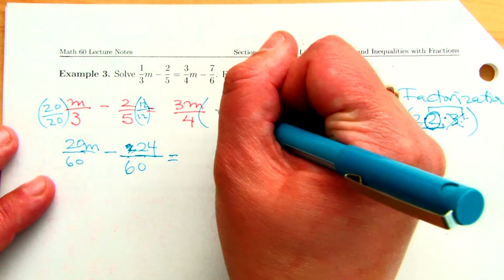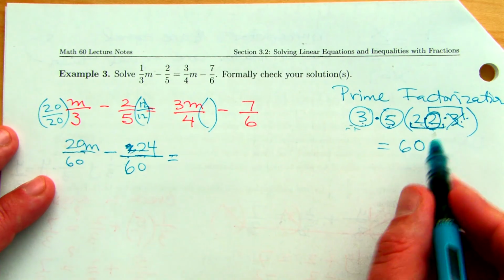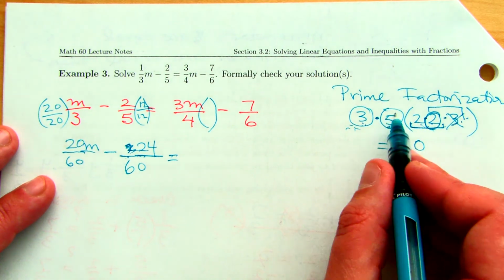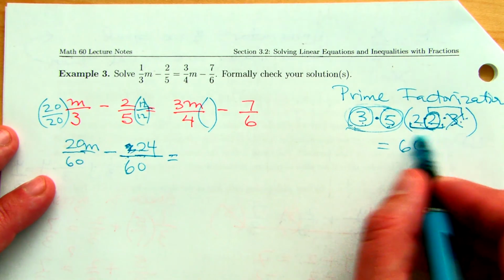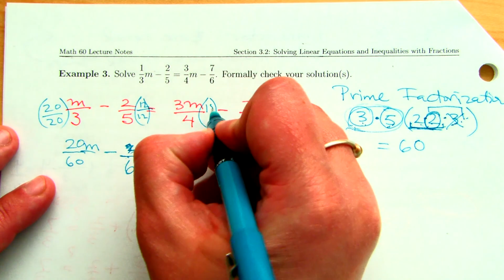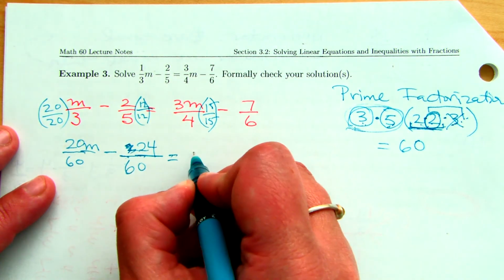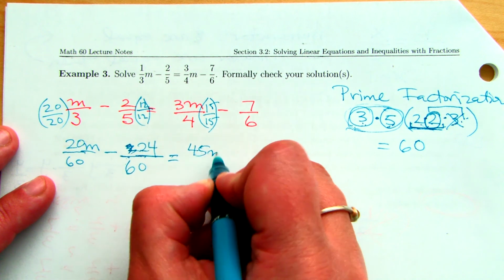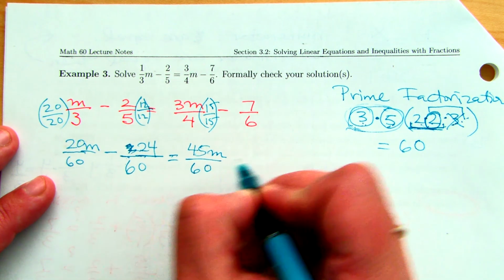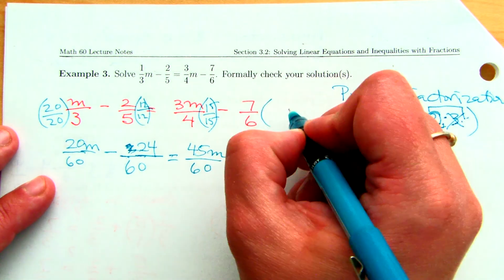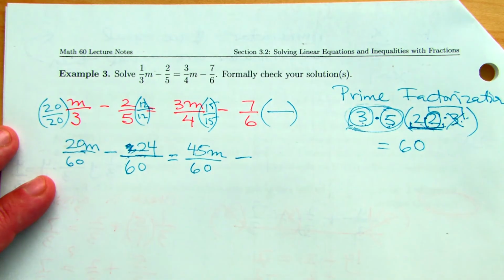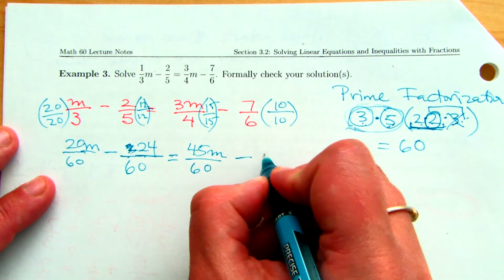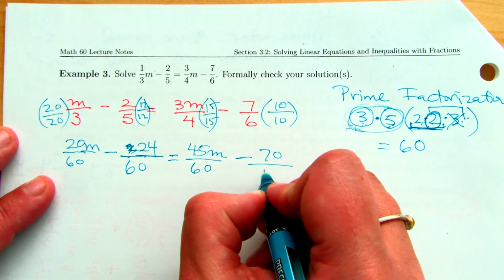Equals, what do we have to multiply by 4 to get 60? Yeah, and here's the 15, and here's the 4. So 15 over 15 gives us 45m over 60 minus, what do we have to multiply by 6? 10, minus 70 over 60.